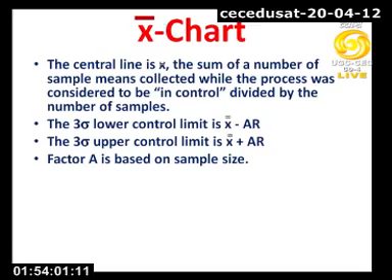The 3 sigma lower control limit is X double bar minus A R. A is a constant which depends upon the sample size and the tables are available. R is the average value of the range. Similarly, the 3 sigma upper control limit is X double bar plus A R. Same thing, A is a constant which is noted from the tables and which depends upon the sample size. Factor A is based on the sample size, which we have already discussed.